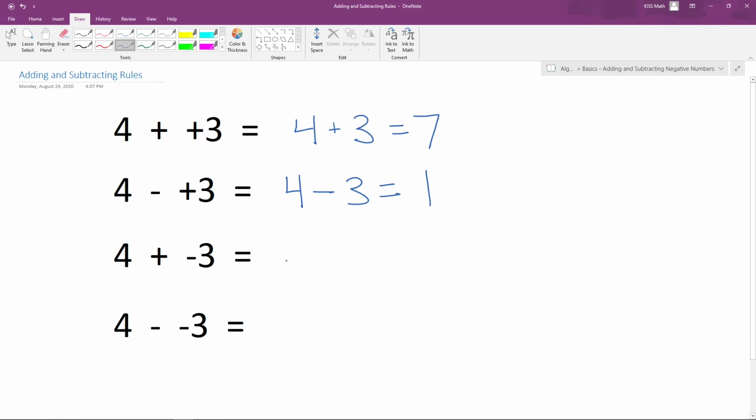And you just have to remember, when you add a negative number, that's the same as subtracting that number. So 4 plus a negative 3 is the same as 4 minus 3. And then subtracting a negative number is the same as adding that number. So 4 minus a negative 3 is the same as 4 plus 3.